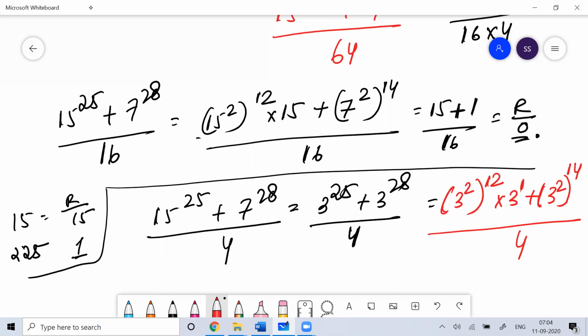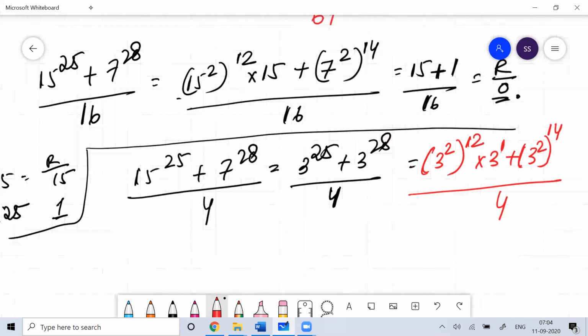Here you're getting a remainder called 3. Here, 3 squared is 9, and 9 divided by 4 gives 1. Remainder 1 to the power anything is 1. So this is 3, and here you're getting a remainder called 1.